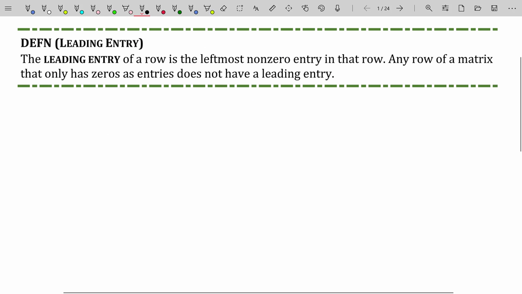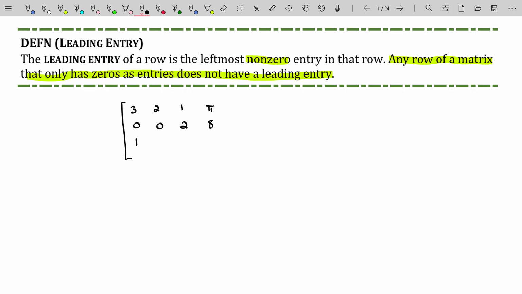The first thing we're going to talk about is the leading entry. And the leading entry is a row by row decision. So every row, almost I should say, every row has a leading entry. By definition, the leading entry of a row is the leftmost non-zero entry in that row. And this is why I say that almost every row in a matrix can have a leading entry, but not all rows will have leading entries all the time.